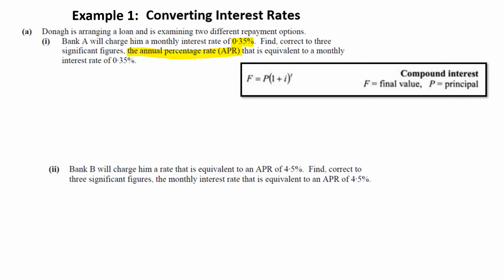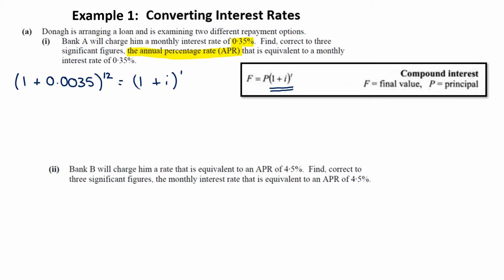So what we have is we basically say, well, if we invested, and I'm using this formula over here, F is equal to P bracket 1 plus i to the power of t. I'm only focusing on the 1 plus i to the power of t because we would have invested the same. So 1 plus 0.35% is actually 0.0035, and if we compound that monthly, that will be the same as 1 plus an interest rate compounded yearly, and that i will then be my APR.